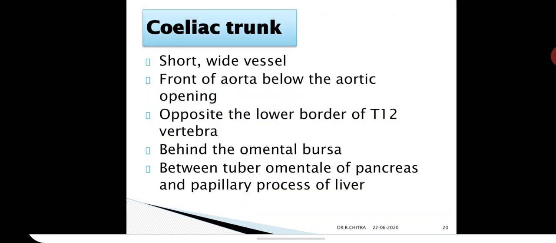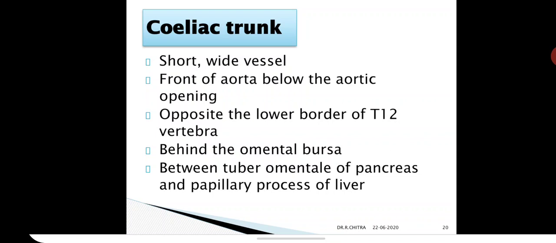The celiac trunk is the artery of the foregut, so all the foregut derivatives will be supplied by the celiac trunk. When you call any artery a trunk, it means it is a very short, wide vessel. The branches will cover the artery so that it will not be visible, it is so short, then it is called a trunk.